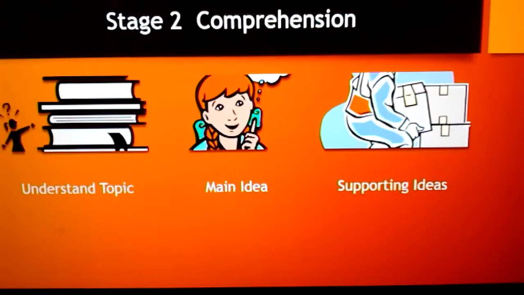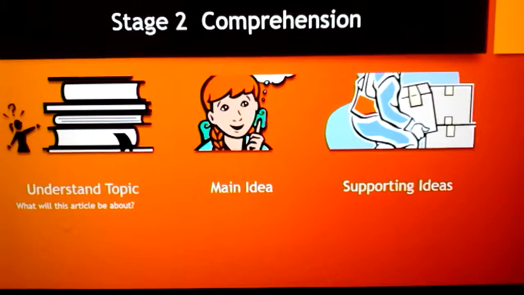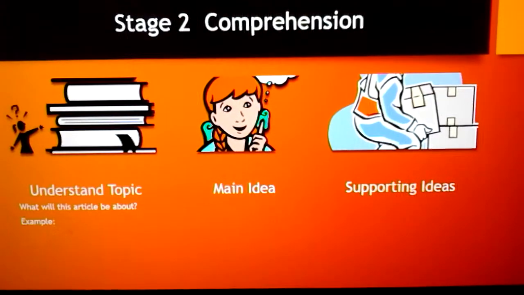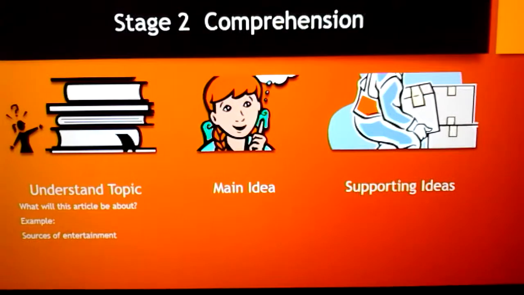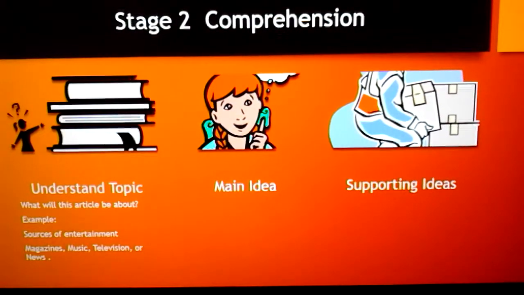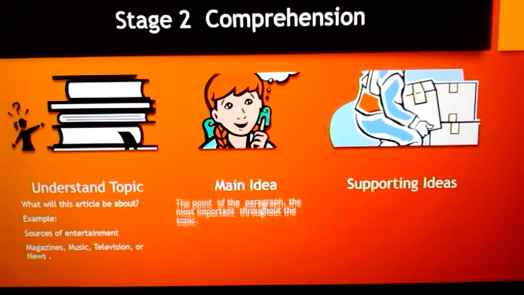And now we're on stage 2, comprehension. This is a really big one. This is one that I struggled with: finding the main topic. What is this article going to be about? That's what we want to find out. An example that I have here is sources of entertainment. You could have articles speaking on magazines, music, television, or news. So the main idea is the second one.